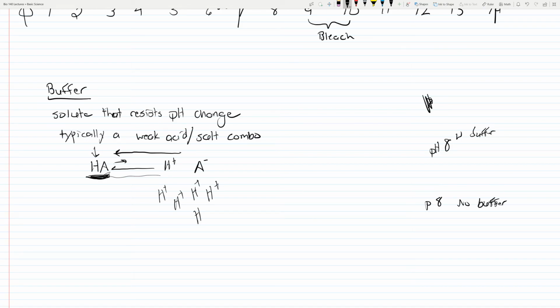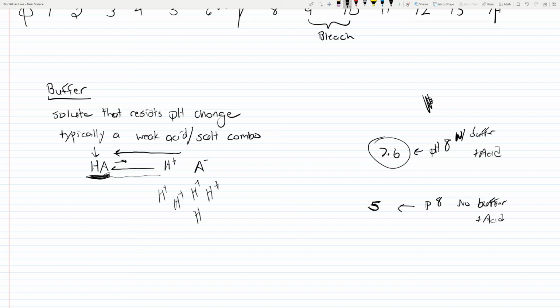Okay, and if I add acid, with buffer. Now, let's say I add an acid. So I put an acid here. And the pH goes down to 7.6. And then I add the same acid to the no buffer, and it goes down to 5. What has happened is the buffer has prevented a pH change.